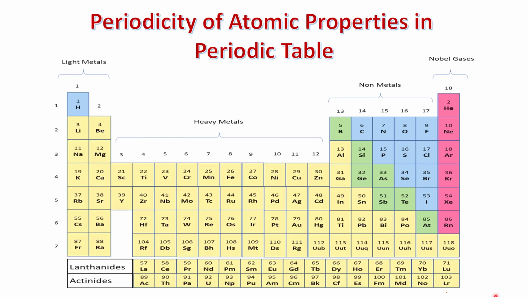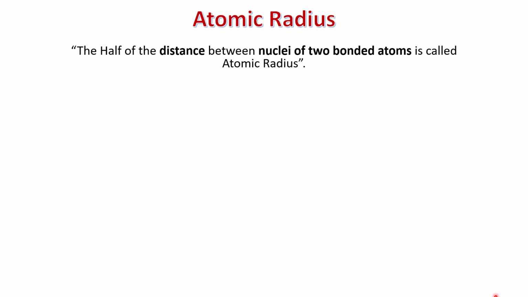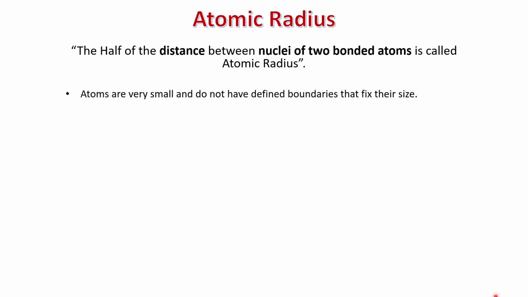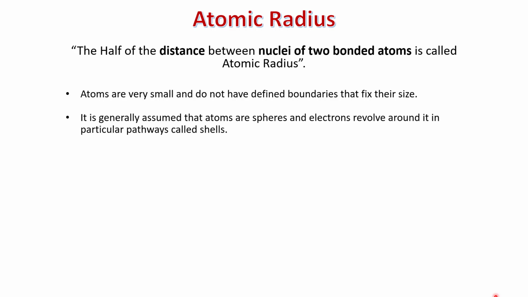So let's discuss the first property, which is atomic radius. We can define atomic radius as half of the distance between the nuclei of two bonded atoms. Atoms are very small and do not have defined boundaries that fix their size. It is generally assumed that atoms are spheres and electrons revolve around them in particular pathways called shells.